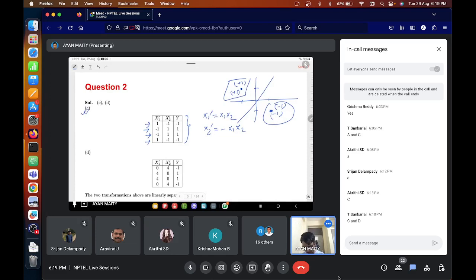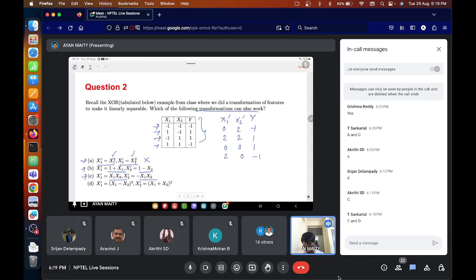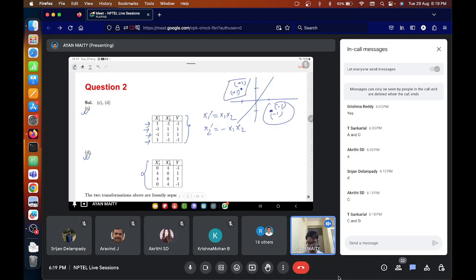Similarly, if you do the transformation of option D, which is x1 dash is x1 minus x2 whole square and x2 dash is x1 plus x2 whole square, if you make this transformation, this table would look like this. And again you have to plot these 4 points, and if you plot them, you will see that the positive points and negative points are linearly separable again. So option D would also be correct. So C and D, these are the 2 correct answers, sir.